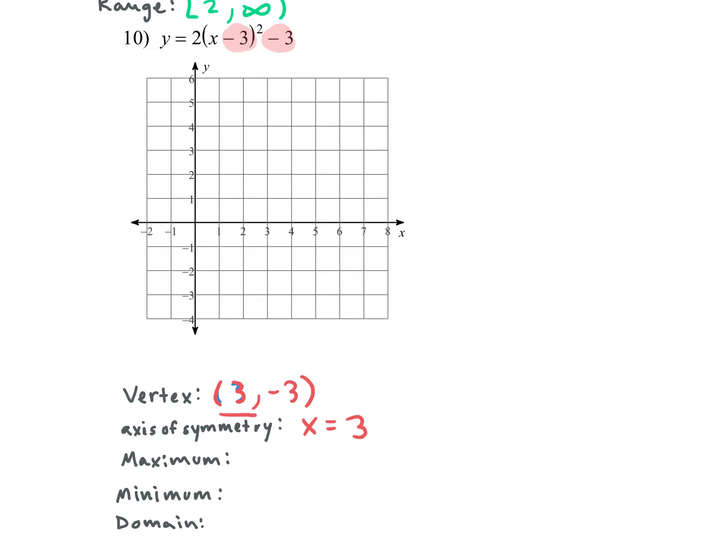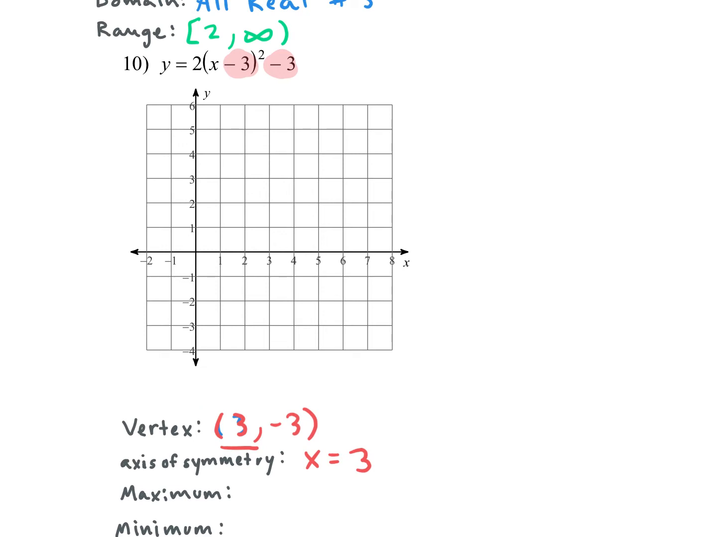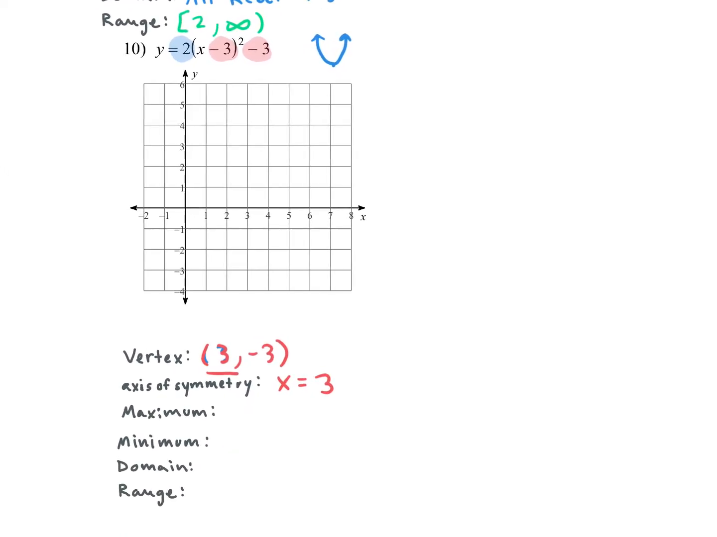Does my graph open up or open down? How do we know it opens up? Because a is positive, so that 2 is positive, so it opens up. So is my vertex at the max or min? It's at the minimum, so I'm going to cross out maximum. And what's my minimum value? -3. It's whatever your k is.